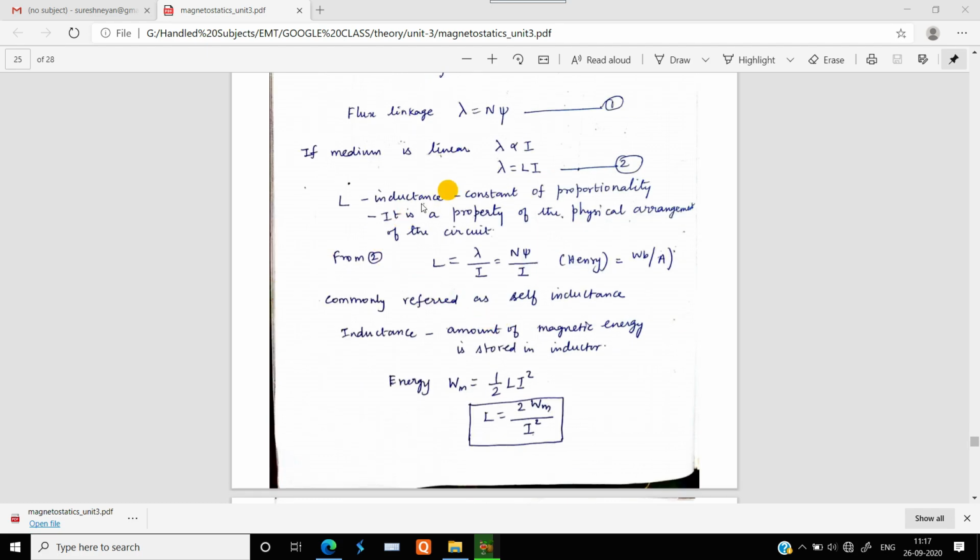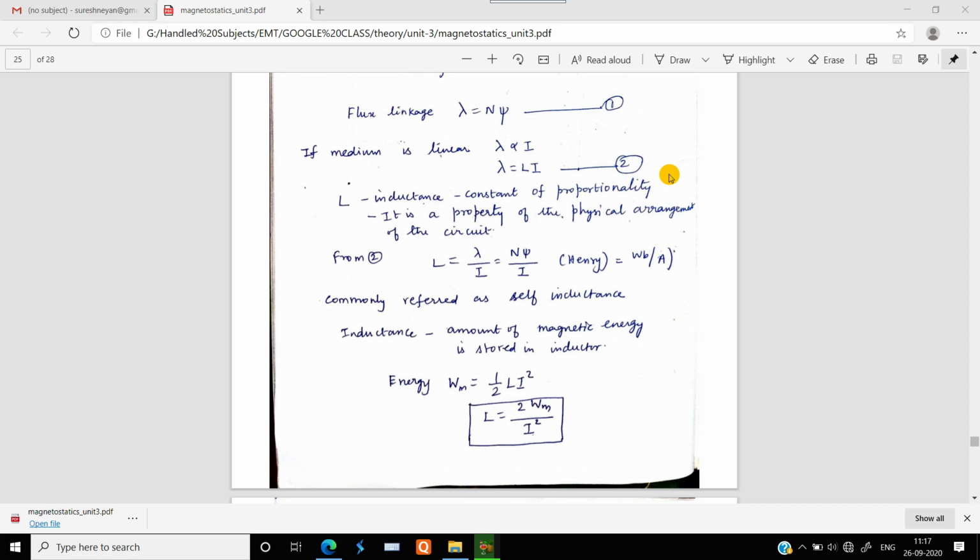Since we have defined the inductance as a property of the physical arrangement of this circuit, from equation number 2 we can represent L as lambda divided by I, that is, the ratio of flux linkage per current. Since the flux linkage is equal to N into psi, we have L equal to N psi divided by I.